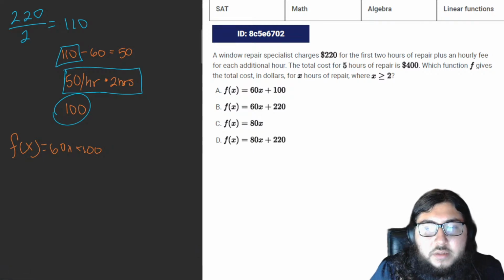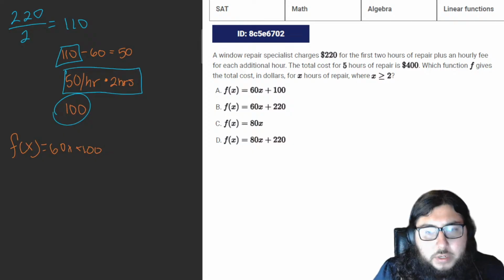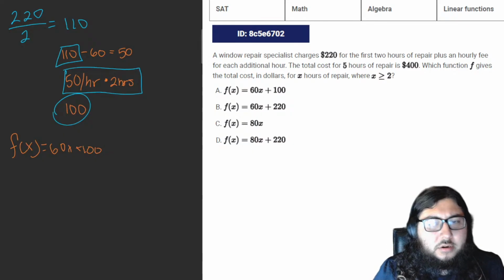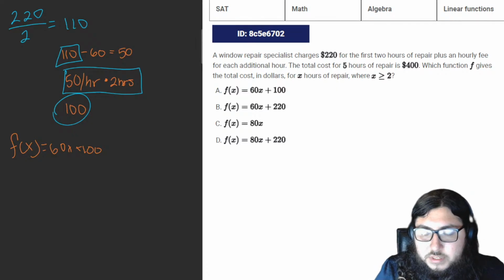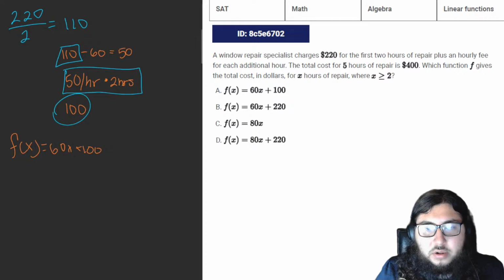Because if you notice, if you replace x with 2, you're going to get 220. But if you replace it with 1, you're going to get 160, which doesn't quite make sense. So that's where this specification that x is greater than or equal to 2 comes in. And if you put 0, you're going to get charged $100 for nothing. That's why they specify that x is greater than or equal to 2.